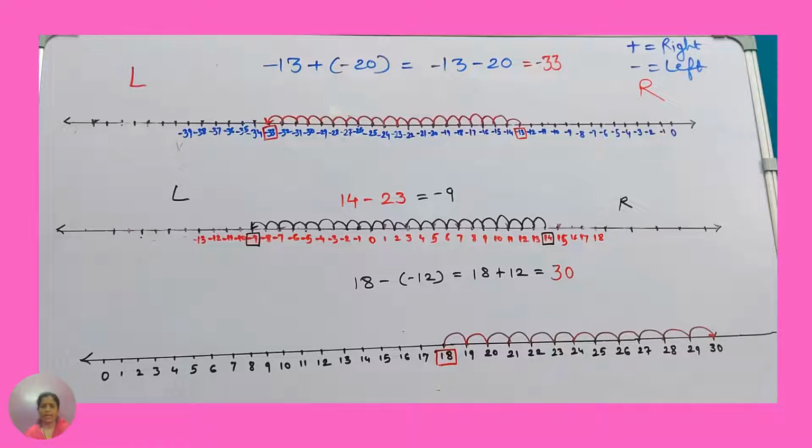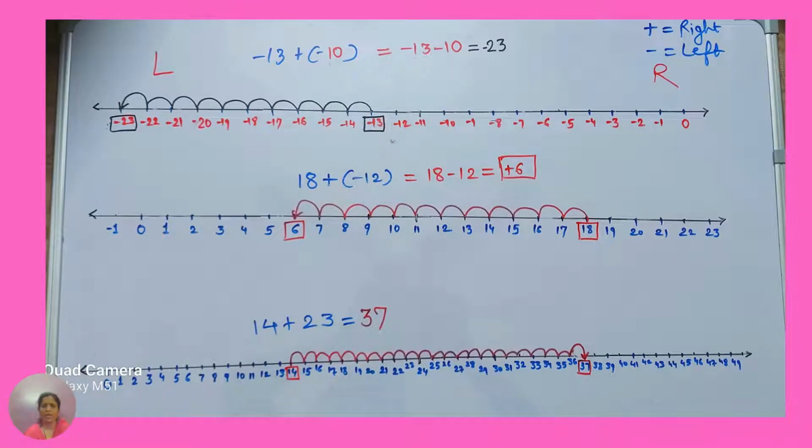Now let's see some other examples. See here, minus 13 plus minus 10. Always we have to take the second step, then our work becomes very easy. Now minus 13 will be as it is, plus minus minus, and then 10 is equal to. Now find out your answer.